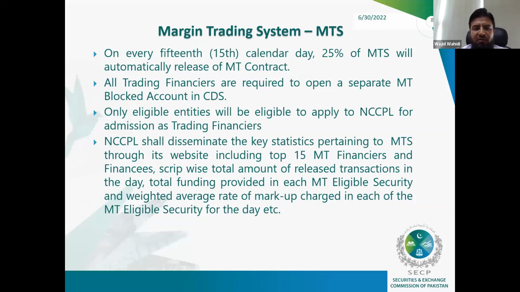Another feature in the margin trading system is that once a contract is executed, after every 15th calendar day, 25% of such contract shall be automatically released if not released by the investor. Because of the riskiness of the product, the system basically allows the investor to roll over the contract or to finish the contract, or the system automatically releases the contract at whichever price is prevailing in the market. Basically, it reduces the open interest in the market, which creates the risk or bubble in the market.